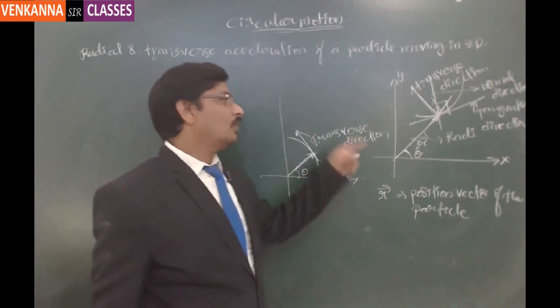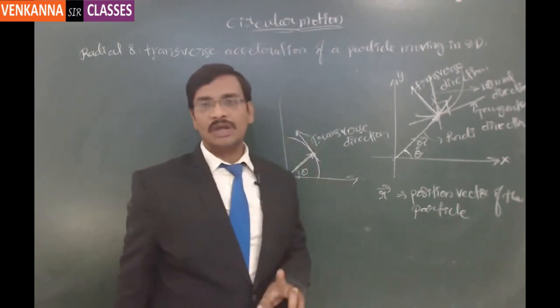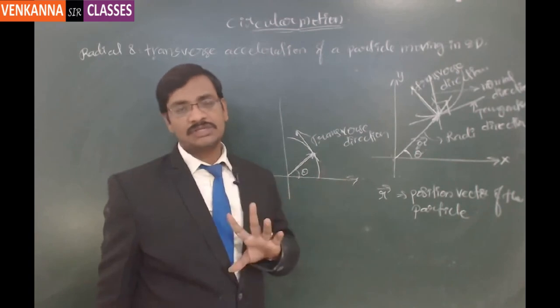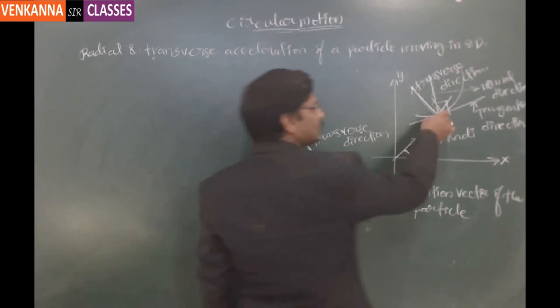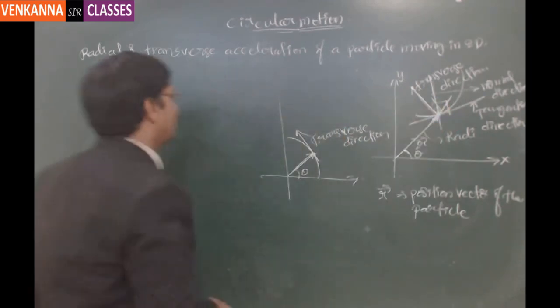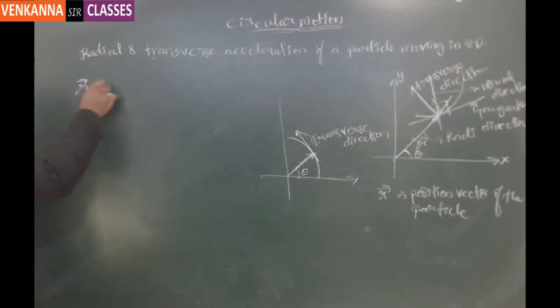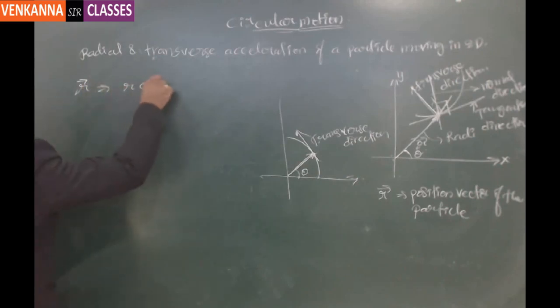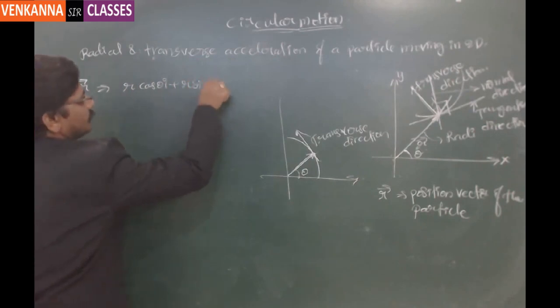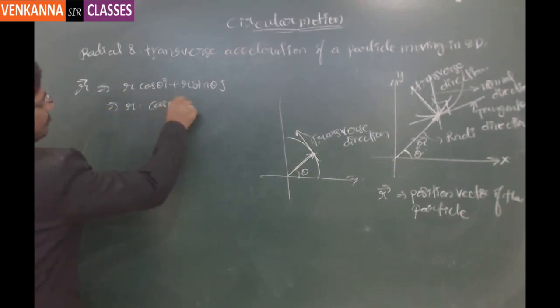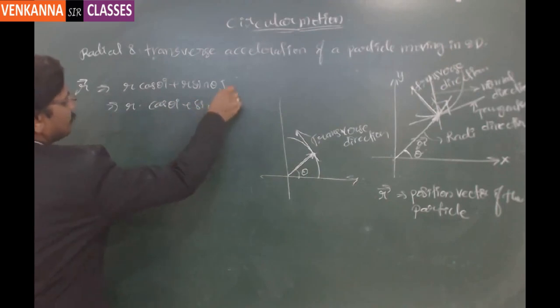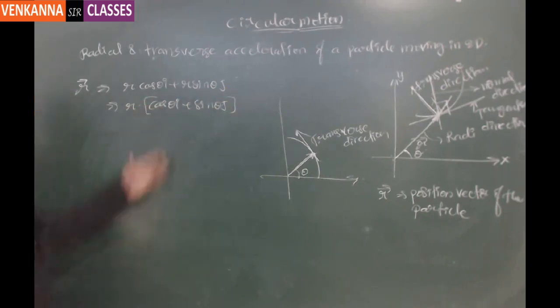So keeping that in mind, we are trying to calculate, in a two-dimensional motion, the radial and transverse accelerations and velocities. For that, the position vector r can be treated as r = r cos theta i + r sin theta j. So this is the position vector. Now here, this is r, and cos theta i + sin theta j is the unit vector.